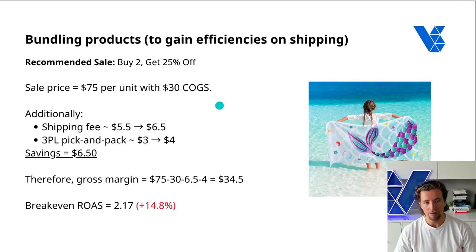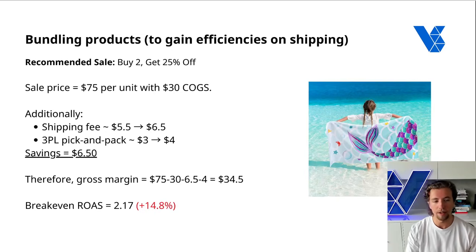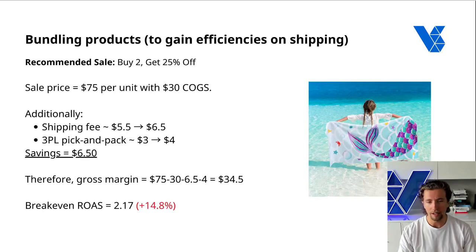Therefore, our gross margins, running the same calculation as before, comes down to $34.50. So our break-even ROAS is still relatively strong at only a 2.17. So there was a 14.8% inflation in what we now need to achieve to break even. But that isn't too bad. That's very, very achievable considering that we're running quite an aggressive discounting offer on the front end.